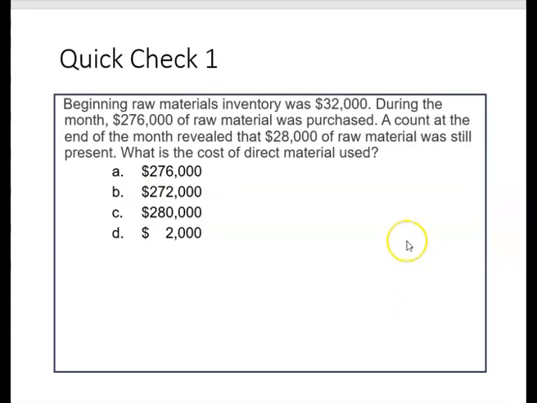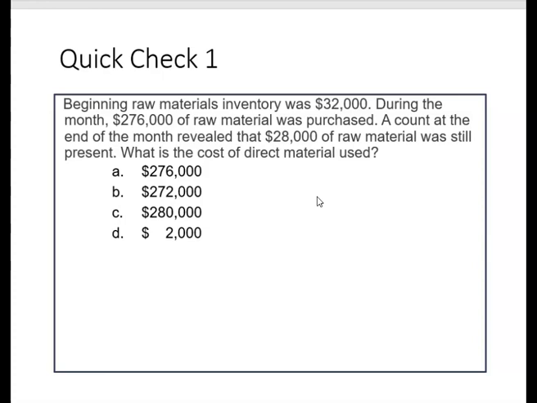All right, let's try a quick check. Beginning raw materials inventory was $32,000. During the month, $276,000 of raw materials was purchased. Count at the end revealed $28,000 of raw materials. What is the cost of materials used? So we want to use that same formula: beginning plus what we add minus our ending. So let's do it together. I'm going to pull up my calculator right here. I want you to pull up your calculator right there. Let's talk about how to do it.